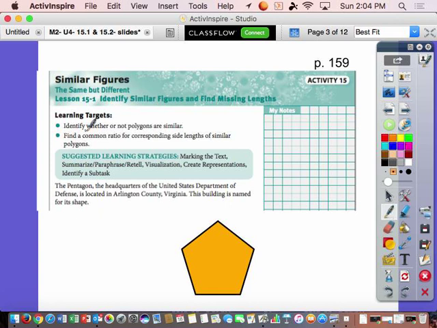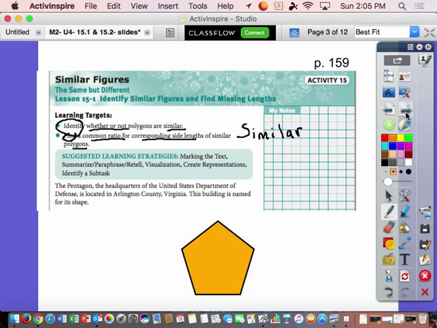Page 159. What we're going to do is identify whether or not polygons are similar. We're also going to find a common ratio for corresponding side lengths of similar polygons. All that means is that they are similar. That's kind of the definition of similar. So both of these just mean they're similar figures. And similar's like, yeah, they're totally equal. They're only just a different size.